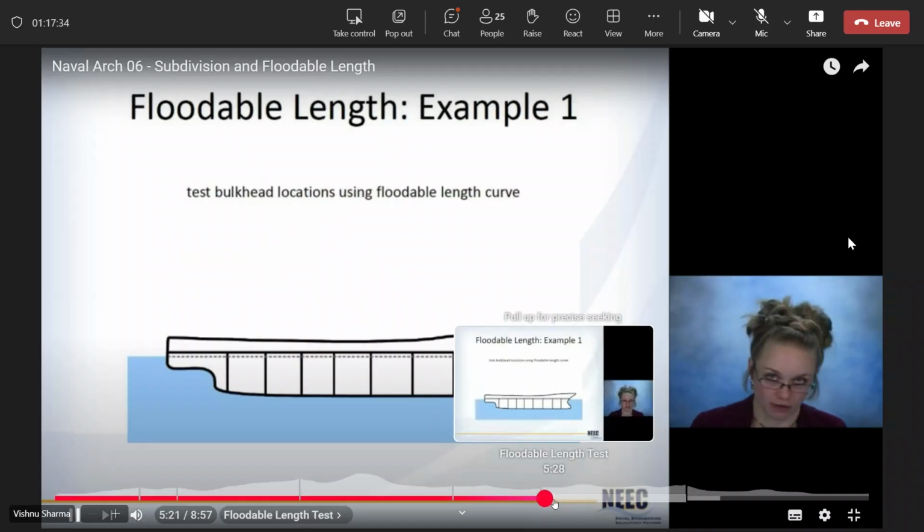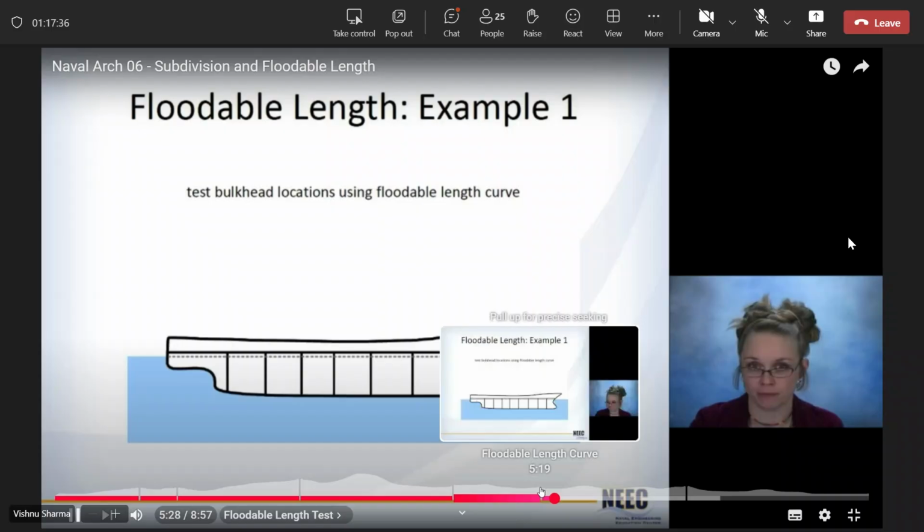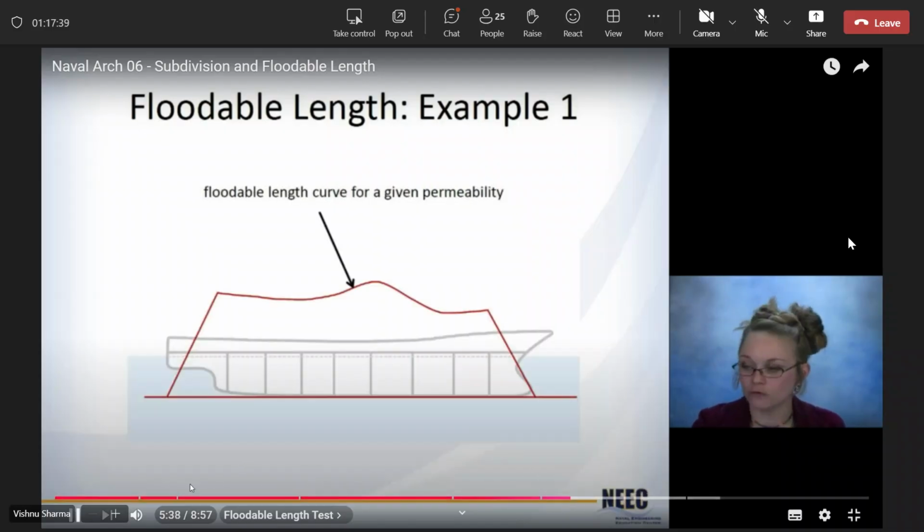So what is the point of all of that? This is what you do. You take a ship, okay, overlay. This is where we were.